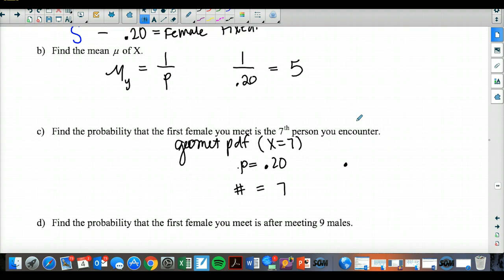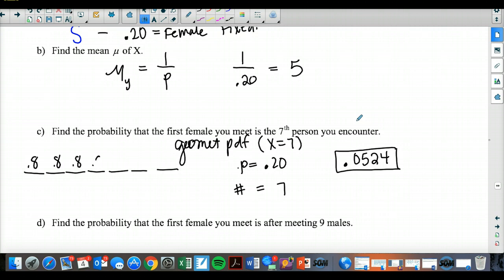I have 0.0524. Now, I want to show you that this is the same thing as saying, okay, I've got 4, 5, 6, 7. I have male, male, male, male, male, male, and then female. If you did this math, 0.8 to the 6th power times 0.2, you'll get the same answer.